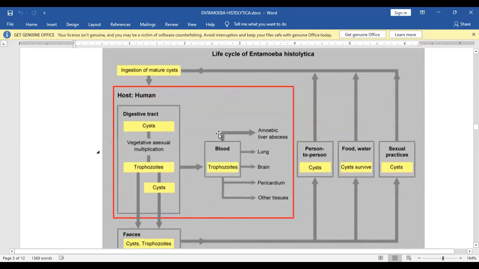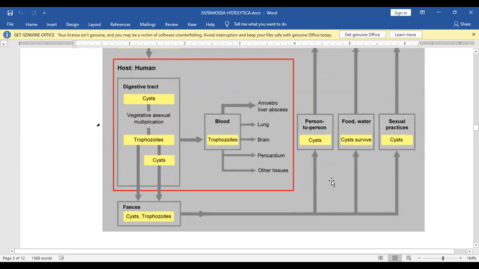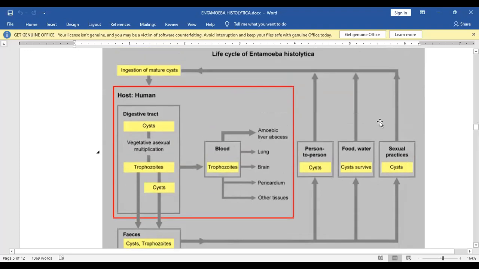Again, this is just a brief diagram to make you remember things. Cysts and trophozoites, they are going to be passed in the fecal matter, but for the transmission, you see that only the cysts are going to go and cause a disease. Then this is the cycle, and the trophozoite forms are going to be present in the blood, and they are going to cause the disease over there.